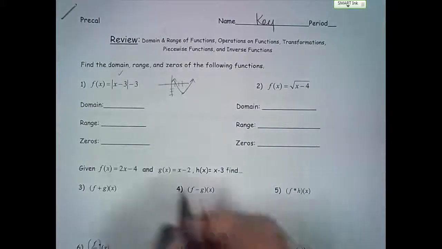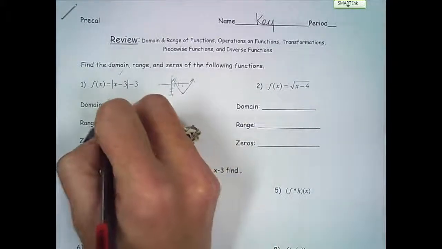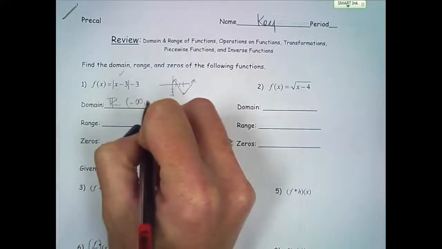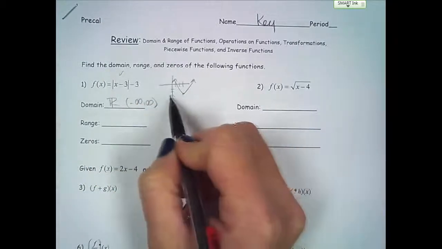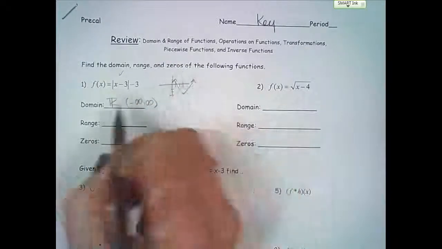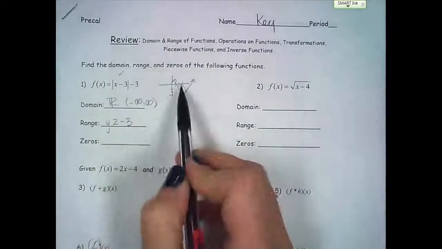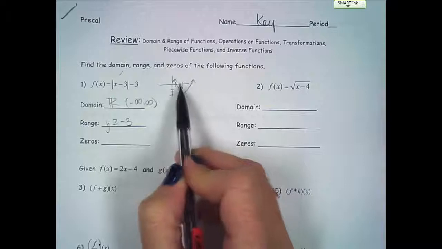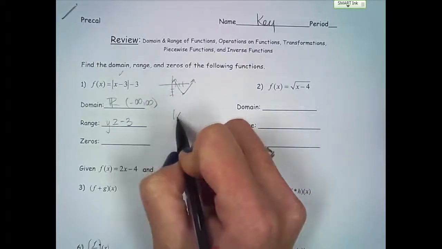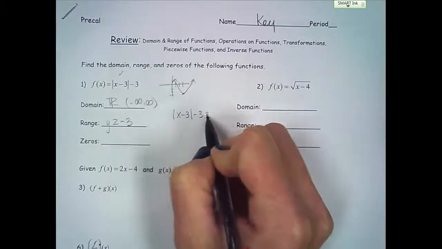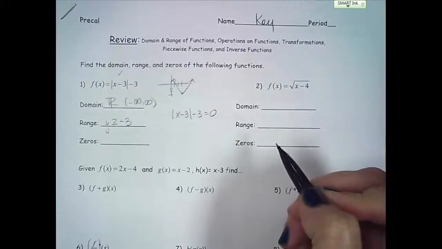The domain for the V, remember, is all real numbers, or you can also write it from negative infinity to infinity. And then the range goes from negative 3 up, so greater than or equal to negative 3. Zeros, if you notice, it's got 2. So in order to find them, let's set this equal to 0 and find the 2 zeros.